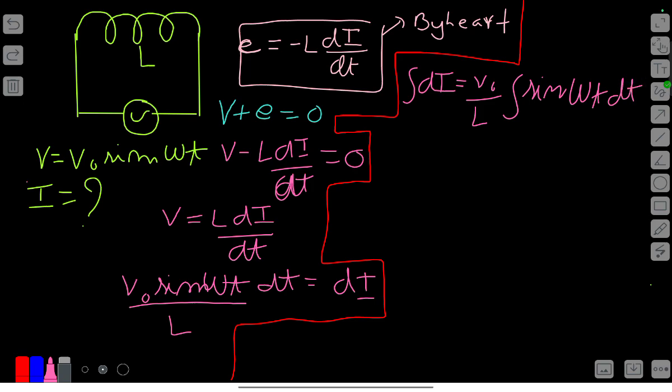While integrating, we already know maths. I think that you are all familiar with the maths stuff. So you are going to get V naught by L, and the integration of sine omega t would be minus cos omega t by omega. That's the value, guys. For that, you obviously need to know maths. Don't memorize this by heart. So which will be equal to c.